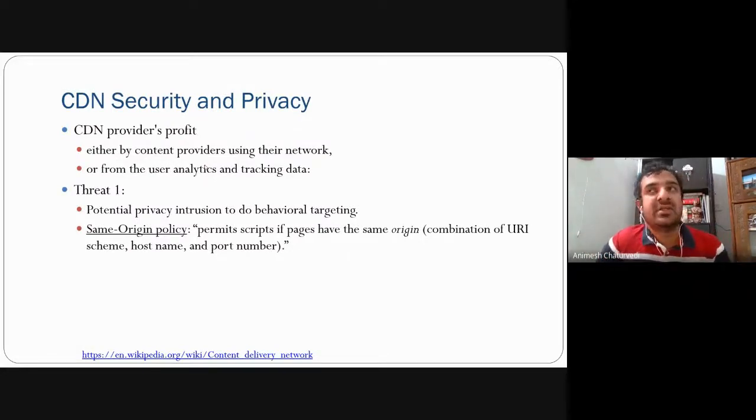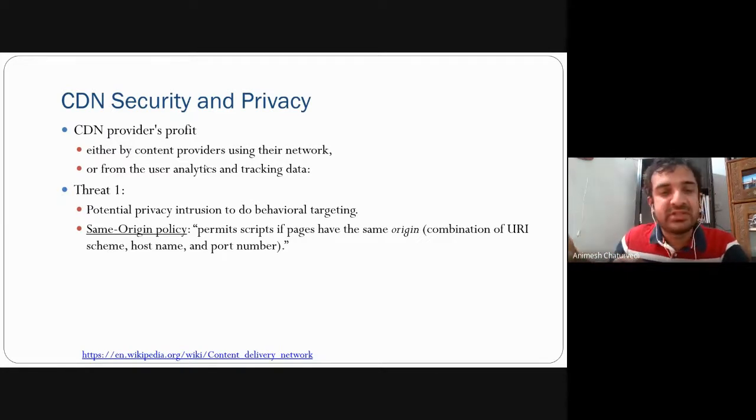What does CDN, that content delivery network, we discussed in previous classes in detail. So what could be the profit of a CDN provider? So how could the profit be there? Either the content provider using their network or from the user analytic and tracking data. So there are two ways a delivery network provider, a CDN provider like Akamai, can take benefit. What are those? So the content provider.